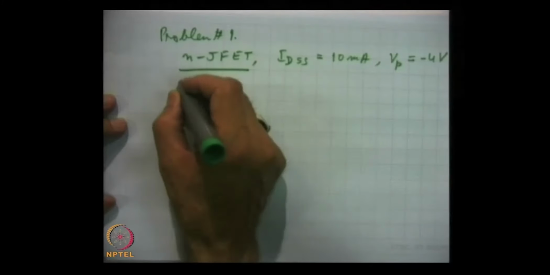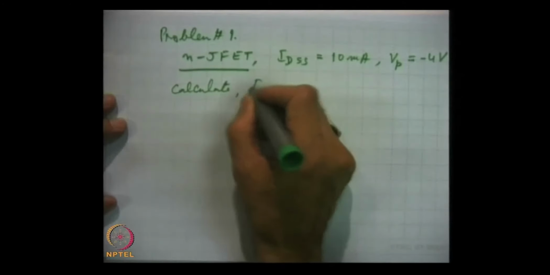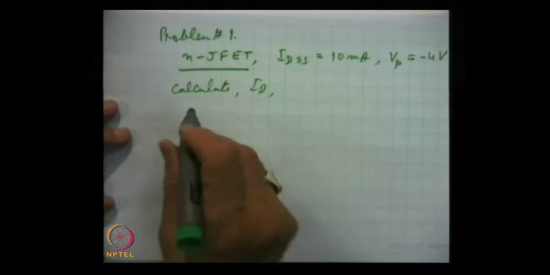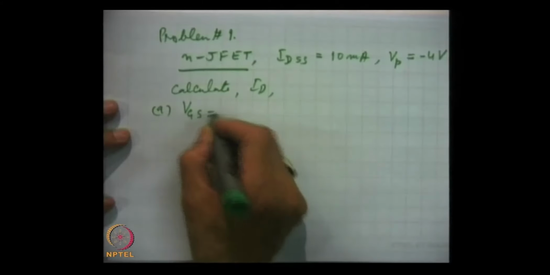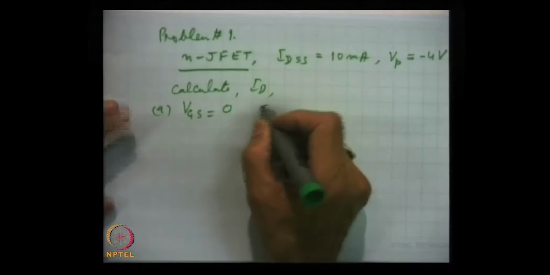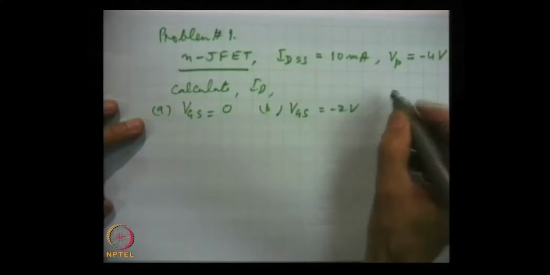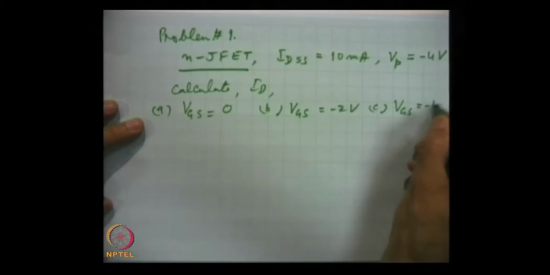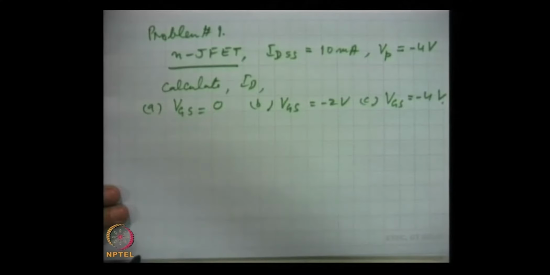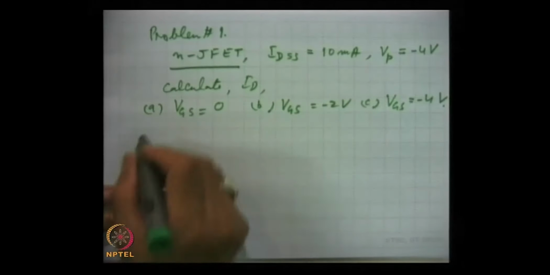Then we have to calculate the drain current ID for different voltages between gate and source. A part, VGS equal to 0. B part, VGS minus 2 volt, and then C, VGS is minus 4 volts. Under these three conditions, we have to find out the drain current when these are the parameters available.